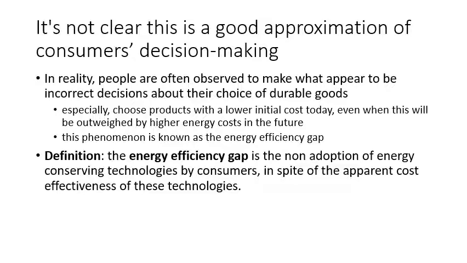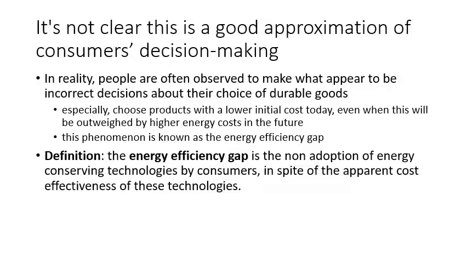It's not clear, though, that this is a good approximation of consumers' decision making. When you go to the store to think about which refrigerator to buy, are you doing this calculation in your head? Not necessarily. In reality, people are often observed to make what appear to be incorrect decisions about their choice of durable goods. Especially, they choose products with a lower initial cost today, even when this will be outweighed by higher energy costs in the future.